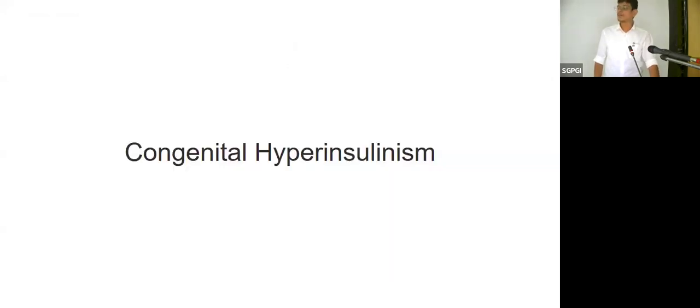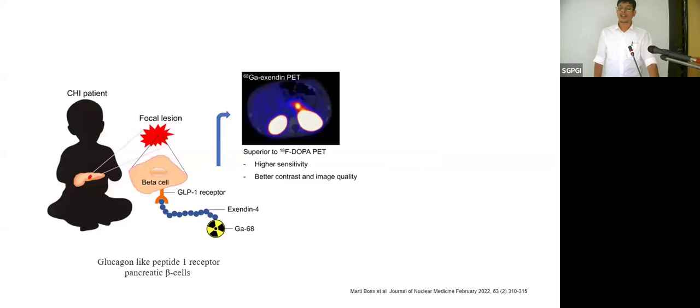Then congenital hyperinsulinism. For congenital hyperinsulinism, previously we had only one agent, DOPA. The DOPA was not very sensitive. The problem with the DOPA was that it was having mild diffuse uptake in the entire pancreas. So now gradually most of the centers have replaced the DOPA. I would like to show you some images of the DOPA.